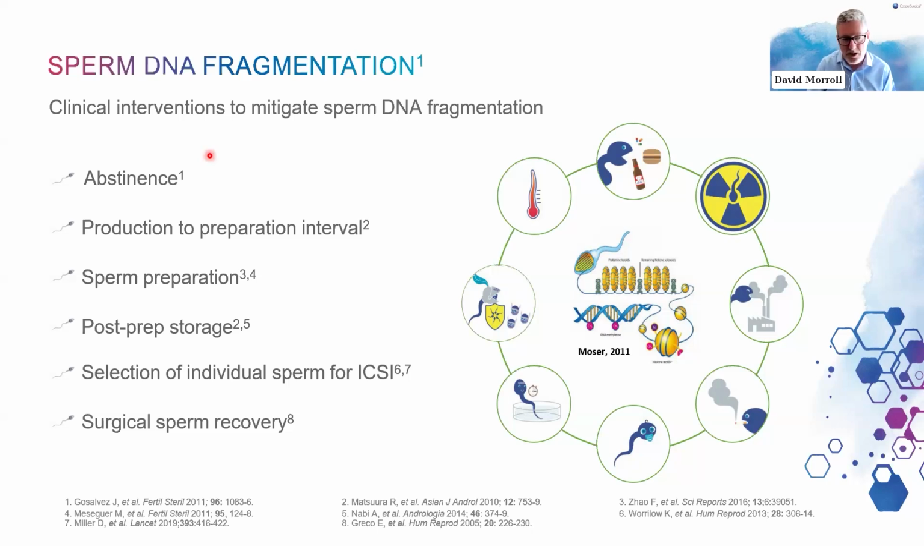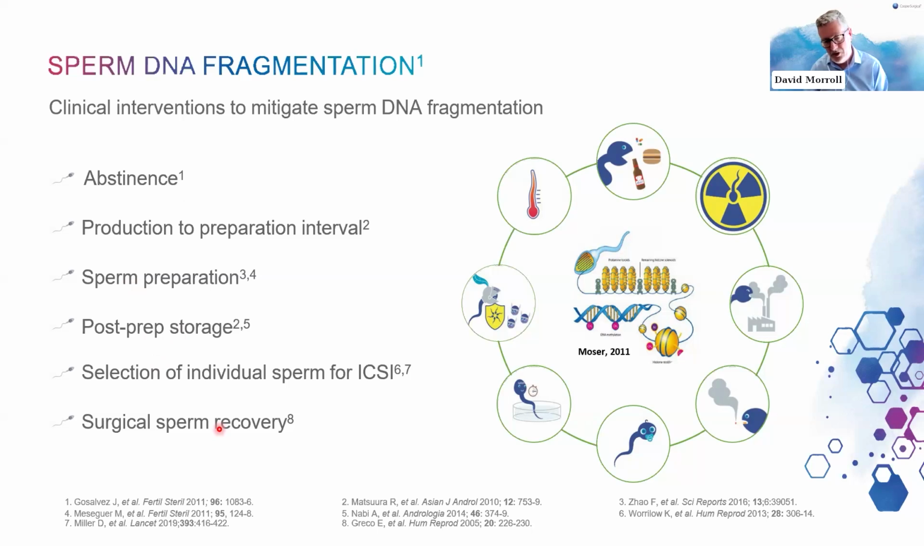We need to think about other things that impact DNA fragmentation when we're handling the sample. So I'll talk about sperm preparation in a moment, but we need to think about how quickly we prepare the sample after production, how we store it after preparation, and then we'll talk in a moment about the selection of individual sperm for ICSI. I'm not going to talk about surgical sperm recovery.